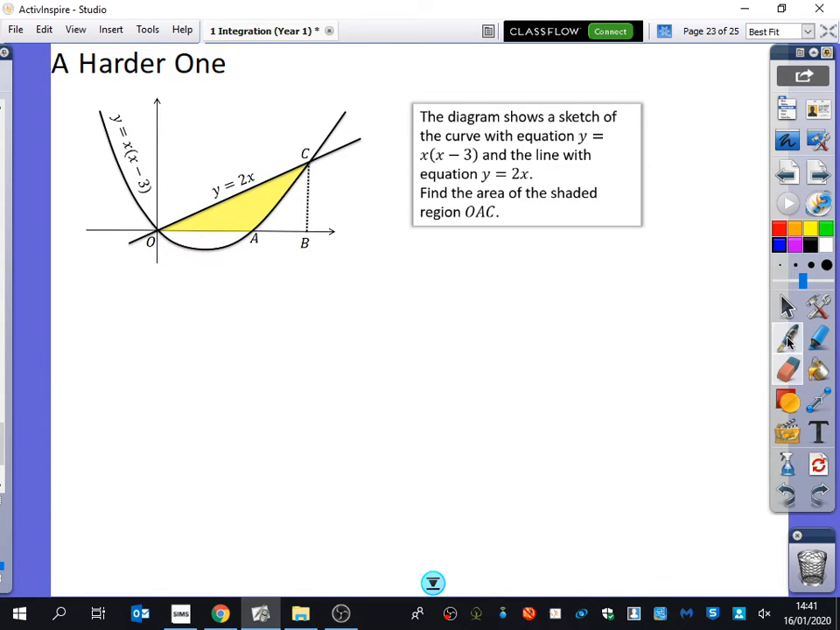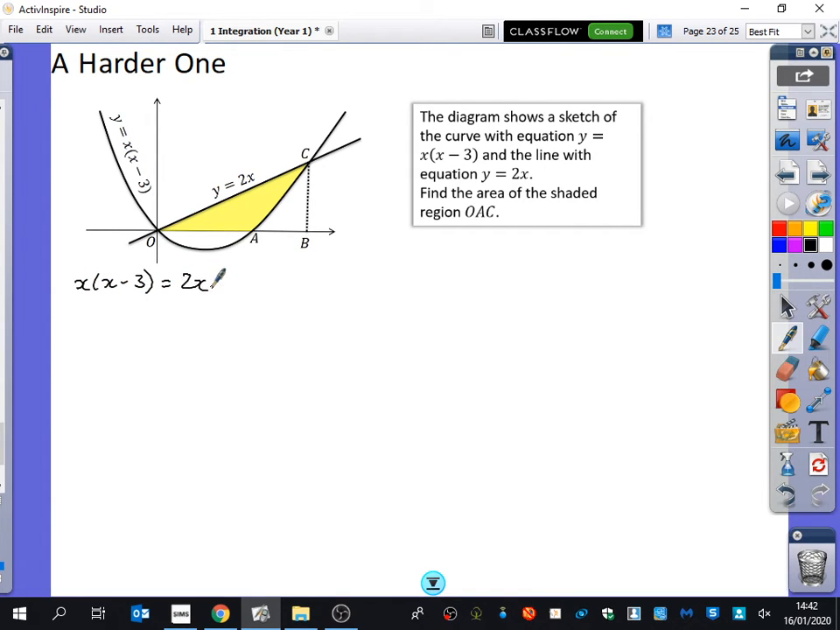Okay, the diagram shows a sketch of the curve with equation y equals x squared minus 3x, and the line with equation y equals 2x. Find the area of the shaded region OAC. So this is a different kind of region that we've got here. We're going to start off exactly with where Ishraq said before: find the solutions, find the intersections, because it looks like this is going to be an important thing.